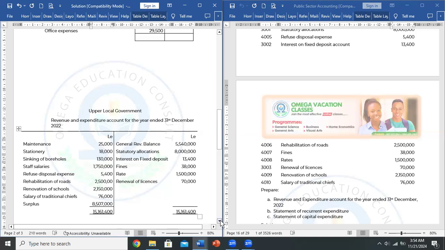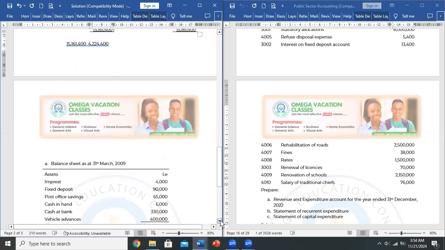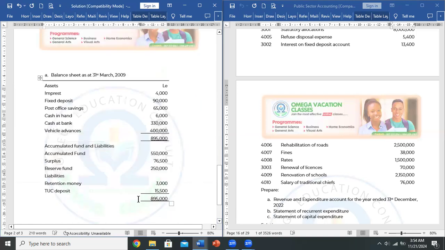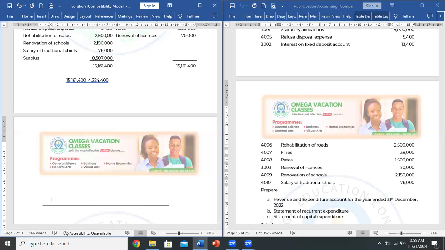Let's go to the next requirement, which is asking us to prepare the statement of recurrent expenditure. I told you that you have to apply knowledge from the capital expenditure, revenue expenditure, capital receipt, revenue receipt you discussed during the discussion on depreciation. So statement of recurrent expenditure. That's the B part.